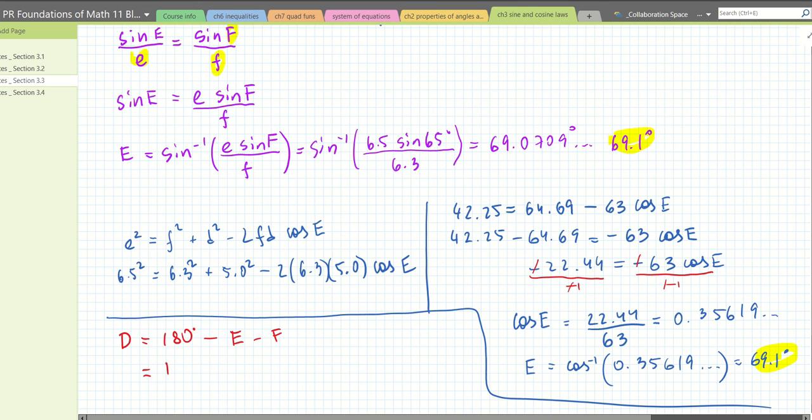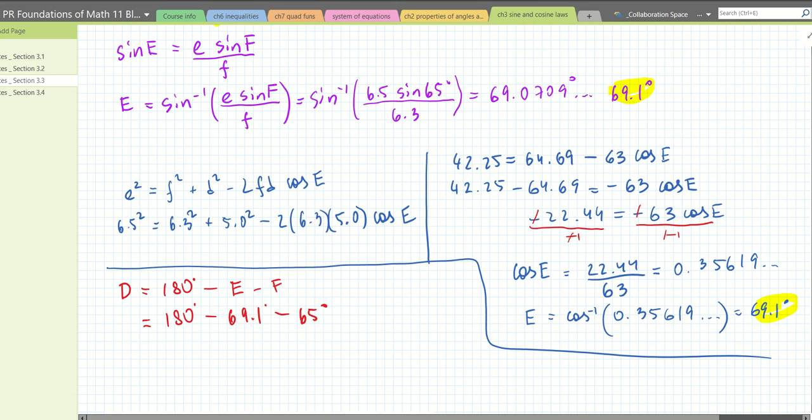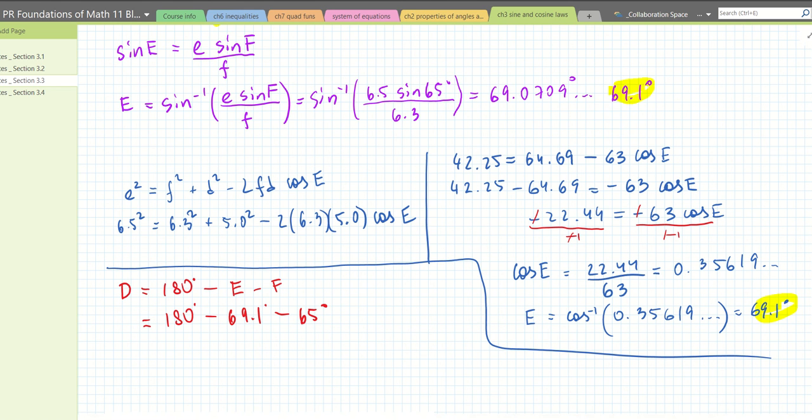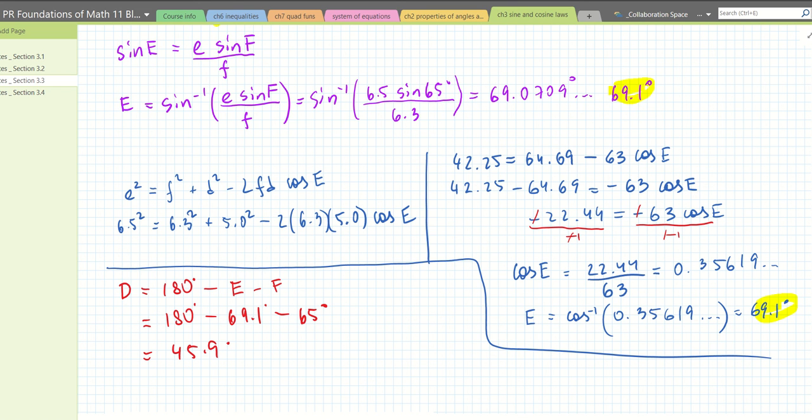So this equals 180. E we found to be 69.1 degrees, and F was given to be 65. Okay, so again, this equals 180 minus 69.1 minus 65 degrees. We get 45.9. Okay, so that means the angle D is 45.9. So that's it. We found the missing angles and we found the missing side.